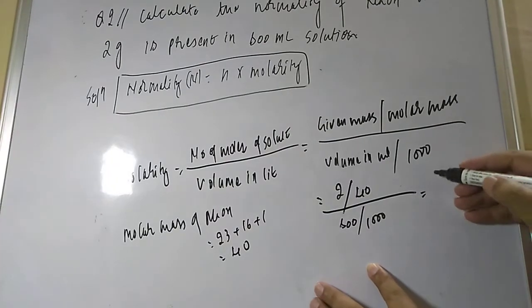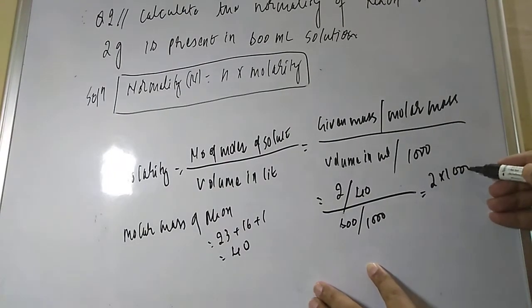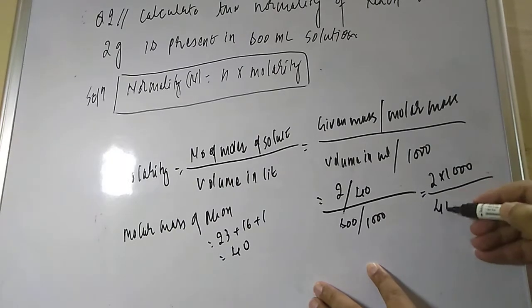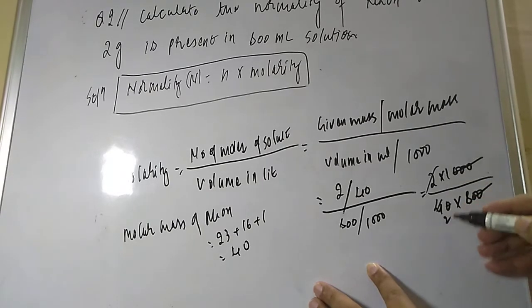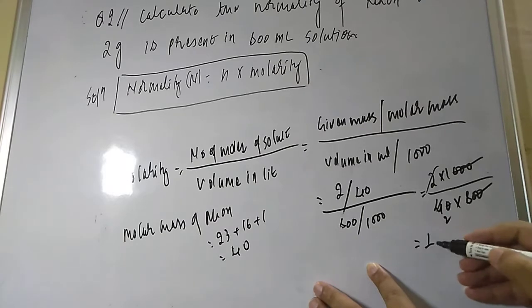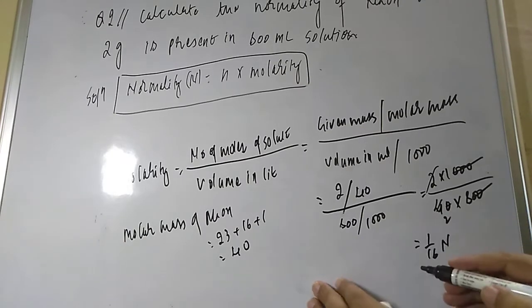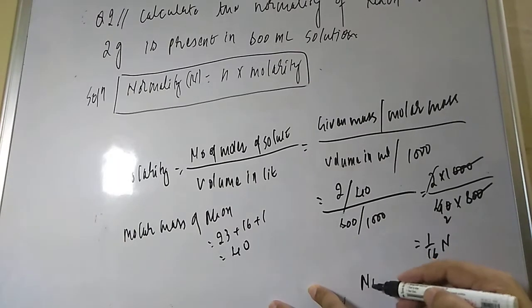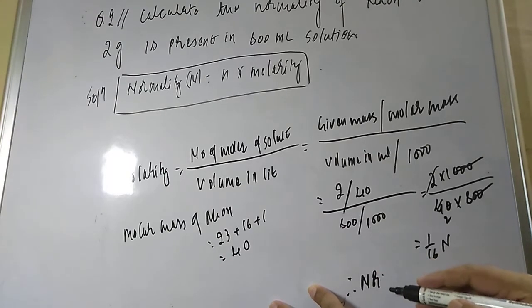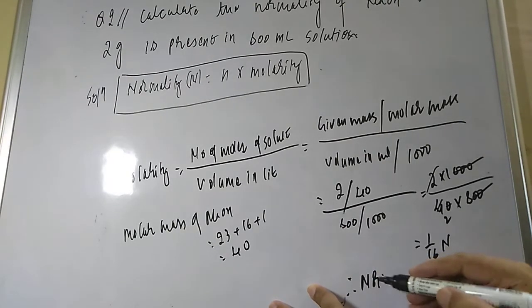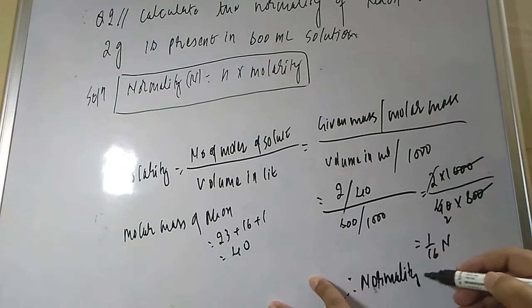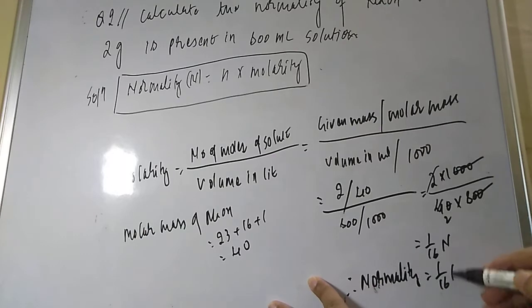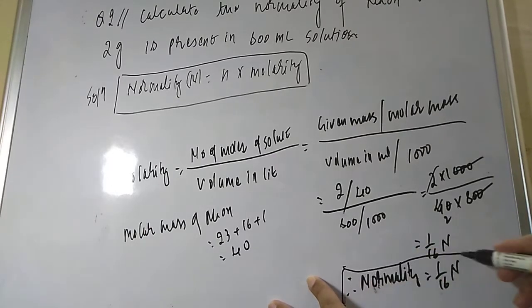Simple mathematics: 2 into 1000 divided by 40 into 800. So how much is coming, student? 1 by 16 normal. Therefore the normality is 1 by 16 normal. Okay, this is our answer.